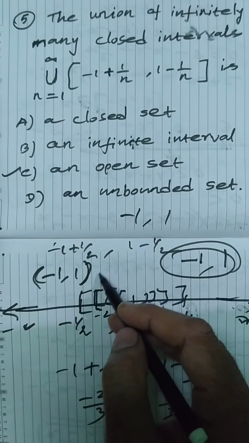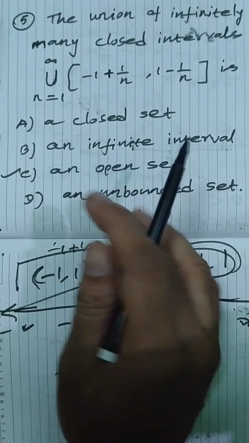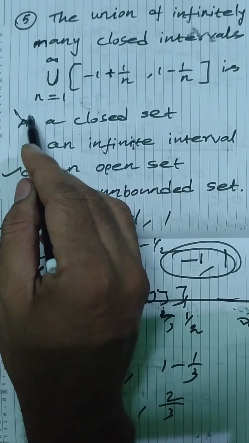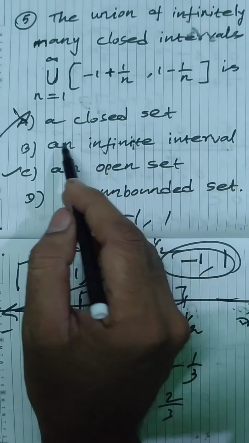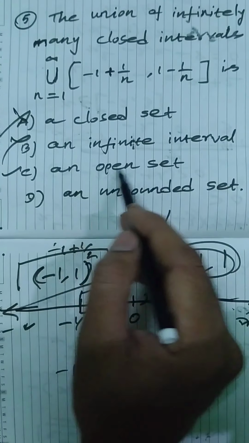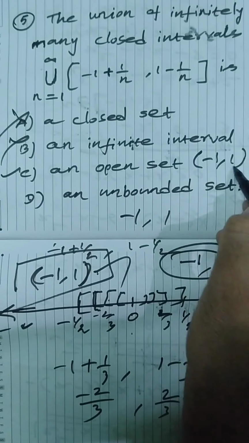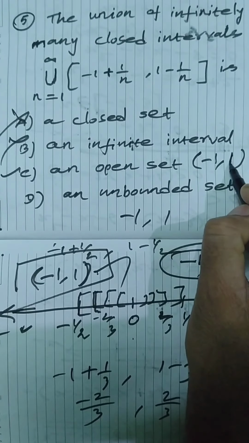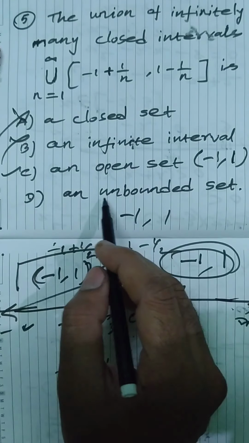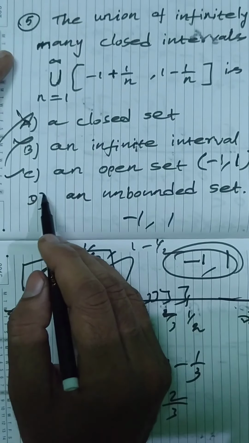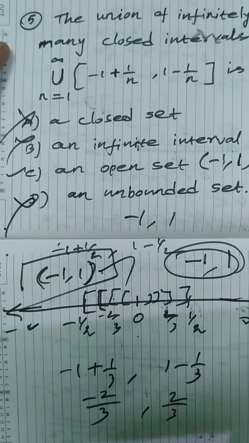So very interesting. We get the open interval minus 1, 1, and this is correct. Among the options, closed set is given, which is wrong, and infinite interval is also wrong, and open set is the correct one. Open set means that is minus 1, 1 only: minus 1 excluded, 1 also excluded. That is an open interval. Fourth one, an unbounded set, is also a wrong option.